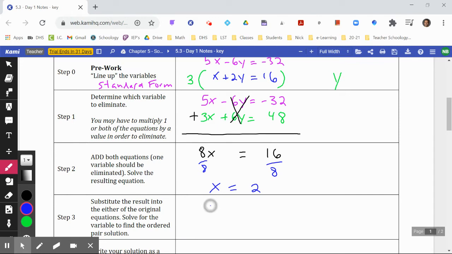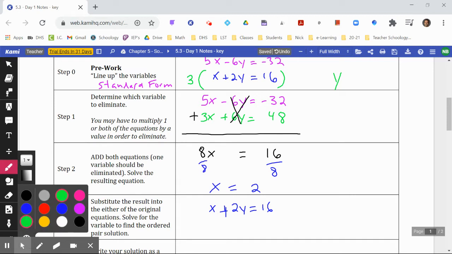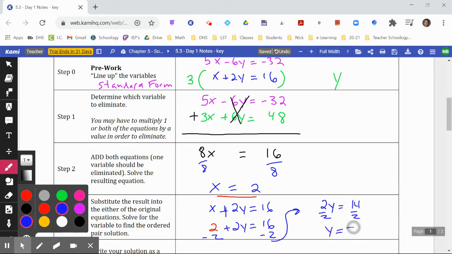that x plus 2y is equal to 16. That's the easier looking of the two equations. So now I'm just going to substitute in that x equals 2 for x. So then you get 2 plus 2y is equal to 16. Minus 2 from both sides. So I get 2y is equal to 14. We divide by 2, and we get y is equal to 7.